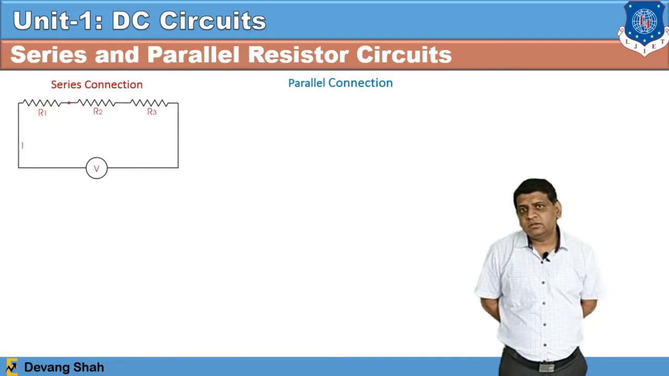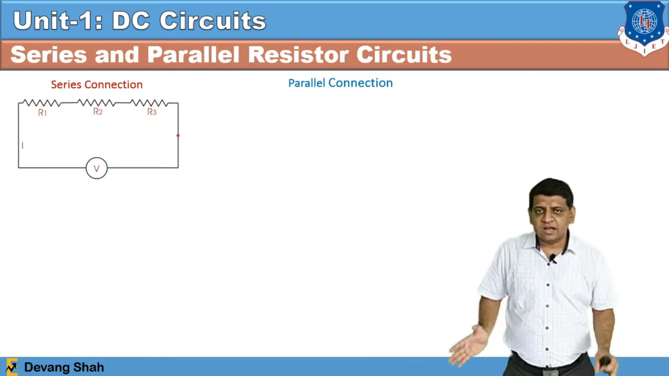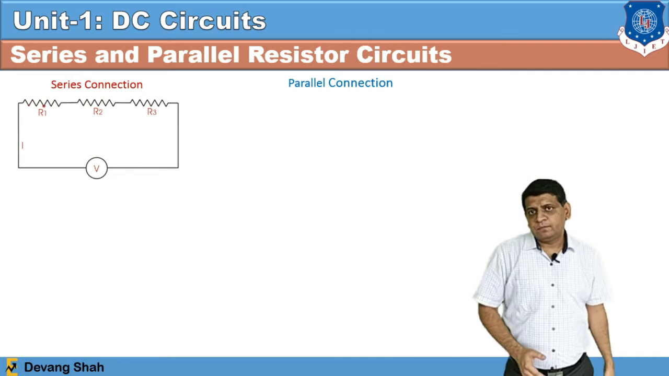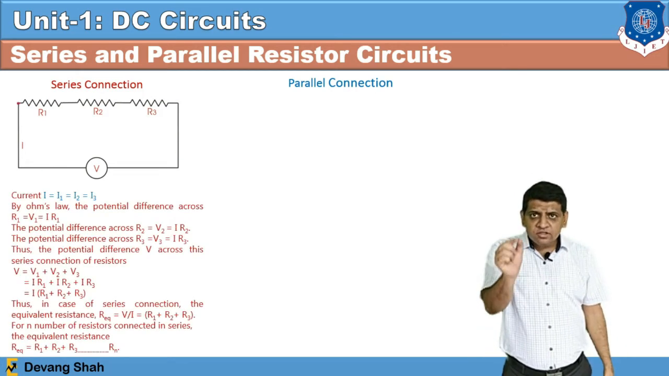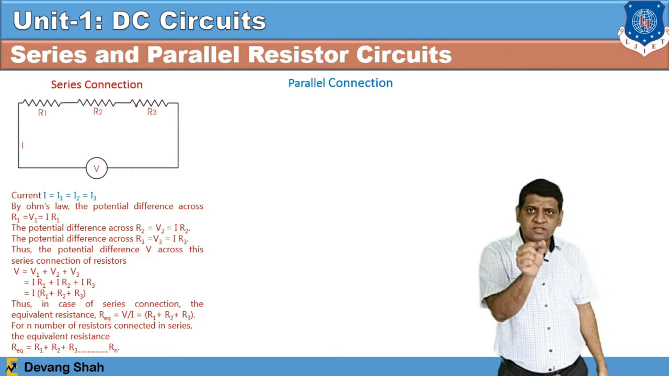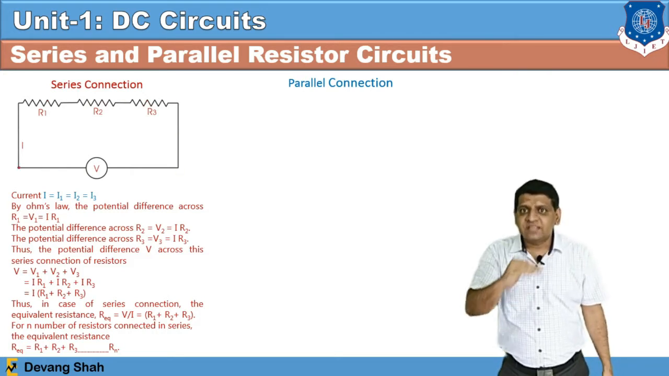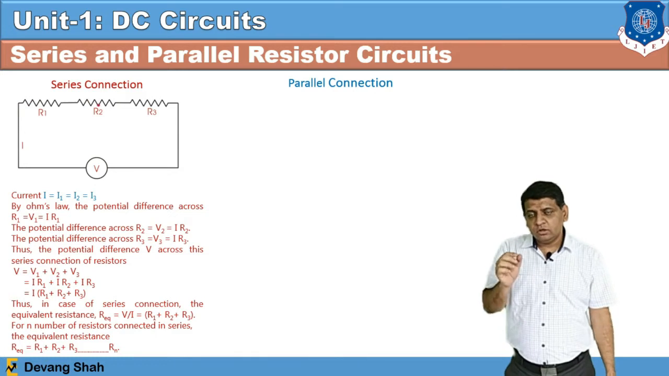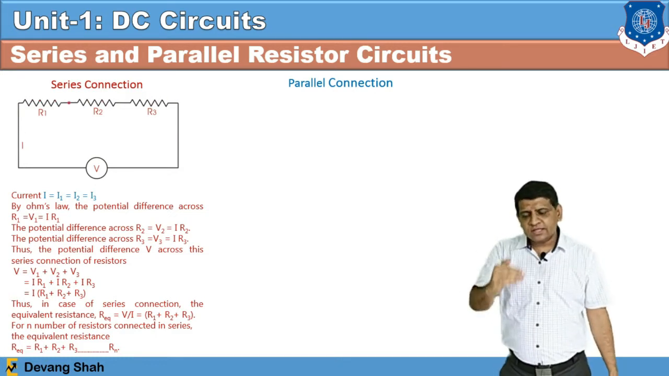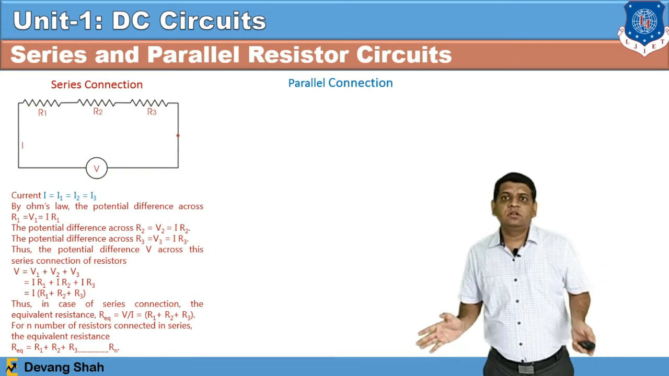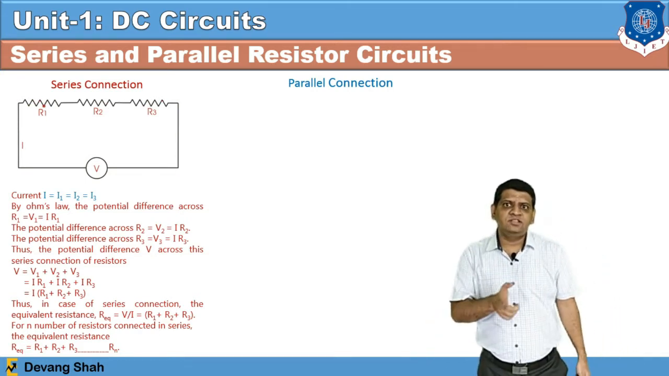You see, all three resistances, R1, R2 and R3, are connected in series. If you check, the current passing through all these three resistances R1, R2 and R3 is the same, right? So I can say the current I is equal to I1 is equal to I2 is equal to I3. In a series resistance, the current is the same, but the voltage is different.